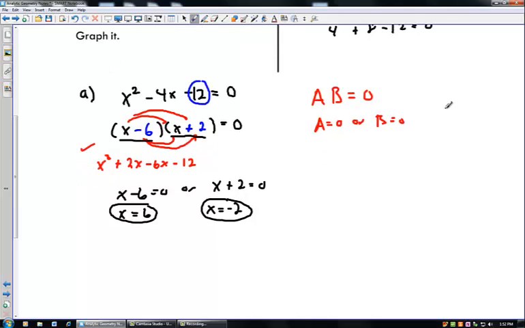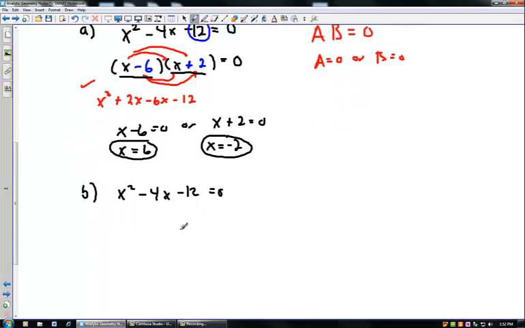Now we want to use what's called the quadratic formula to solve this equation. So we still have x squared minus 4x minus 12 is equal to 0. I know the answer now should be 6 and negative 2, but I want to use this quadratic formula. The quadratic formula says x is equal to negative b plus or minus the square root of b squared minus 4ac, all over 2a. So this is another way to do the problem we just did above.